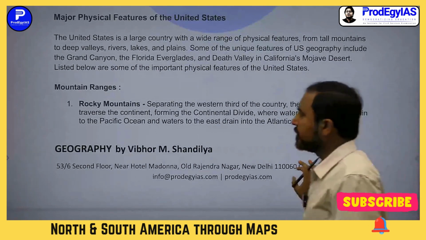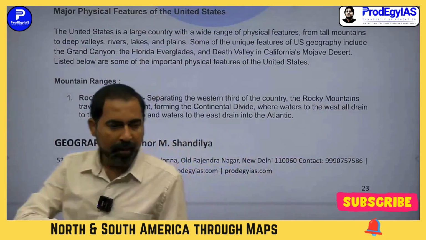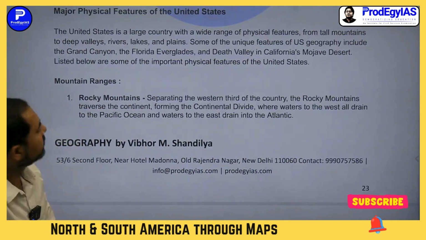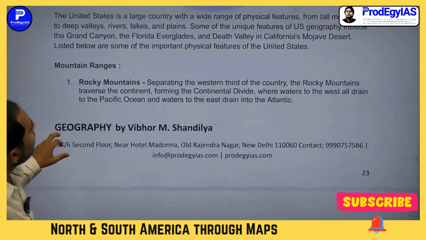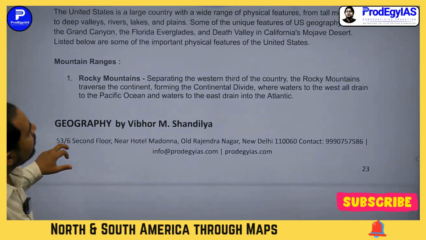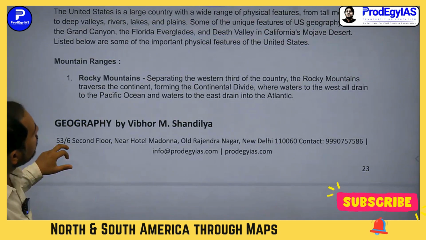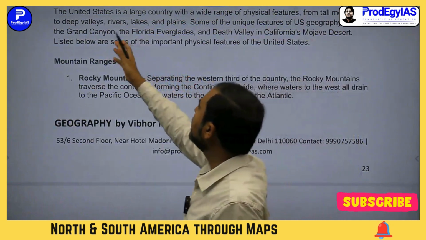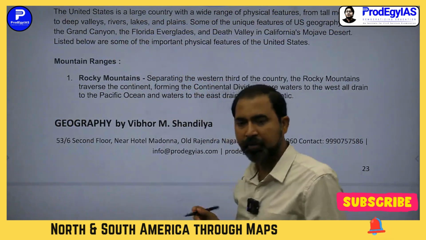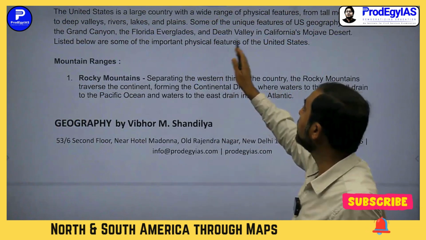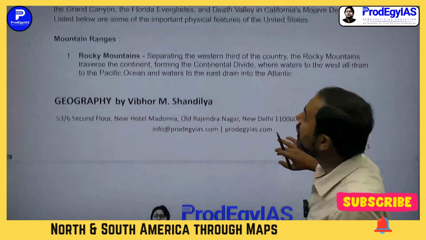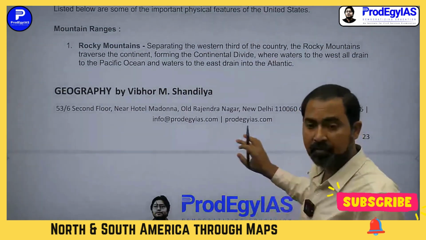Then there is some text. You can note down the major physical features of the United States. Unique features of US geography include the Grand Canyon, the Florida Everglades National Park in the Florida region, and Death Valley in California's Mojave Desert.